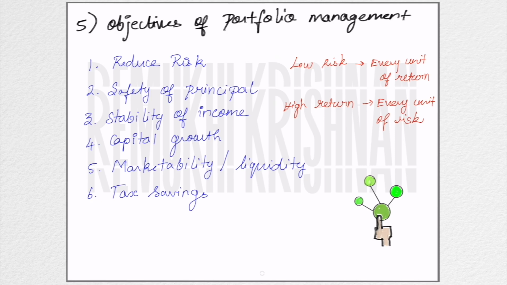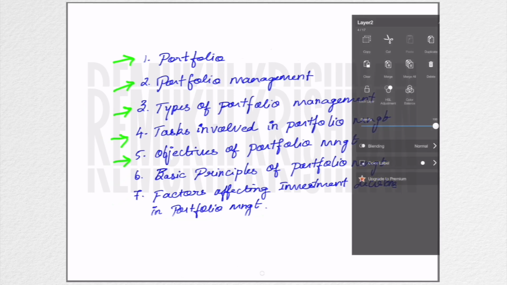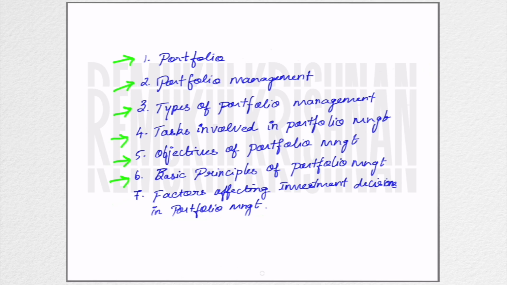So six points: reduce the risk, safety of principal, stability of income, capital growth, marketability or liquidity, and tax savings. So let us check the remaining points. The remaining concepts to be discussed are two. One is basic principles of portfolio management and the other is factors affecting investment decisions. So let us check the basic principles of portfolio management.